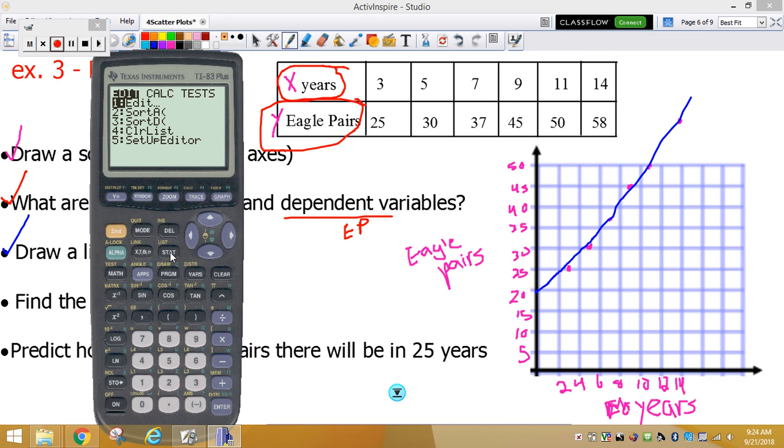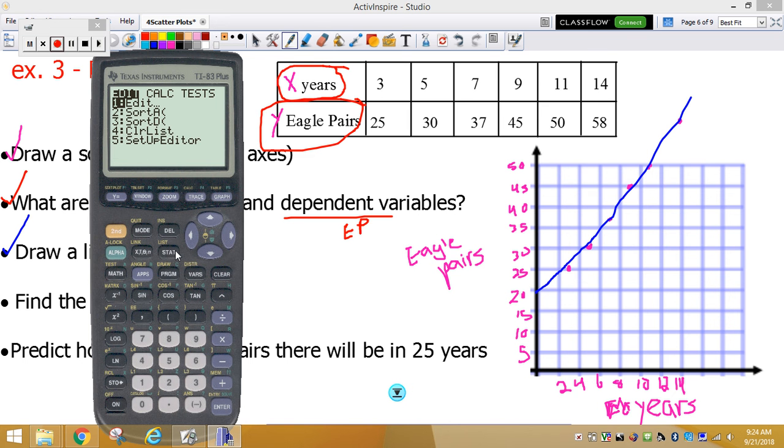Remember, we go to stat. We press enter. Okay, to clear this out, I'm going to go on top of L2. I'm going to hit clear and the down arrow. I'm going to do the same thing for L1, clear and the down arrow. I'm going to type these in. So my X's are 3, 5, 7, 9, 11, 14. My Y's are 25, 30, 37, 45, 50, and 58.